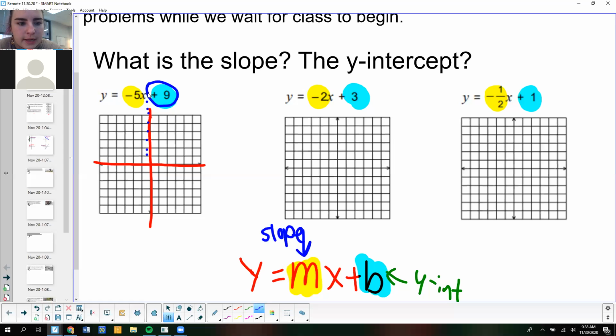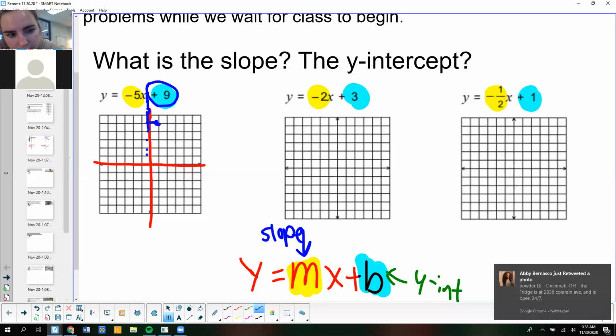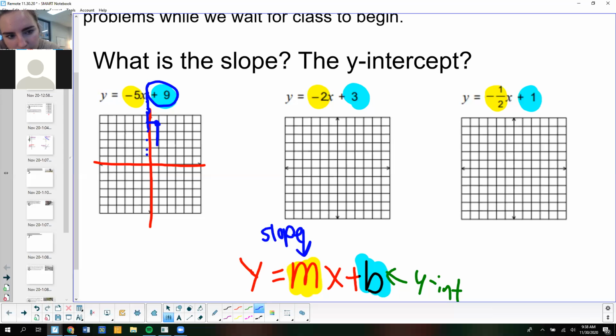And then for a -5 slope, we would go down 5, over 1. And we would have a point. And then we would go down 5 over 1 again. So that's going to be a pretty steep line, a -5 slope. But that's what it's going to look like.